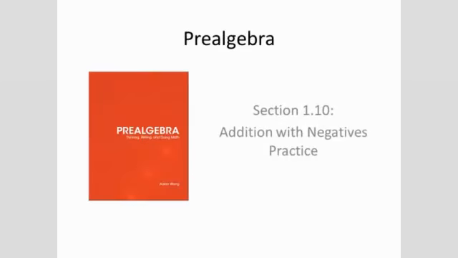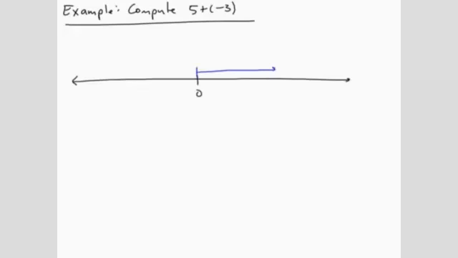Just as with the other arithmetic calculations, we won't want to count out steps on the number line forever. Now the number line serves a vital role in helping us to think about the calculations with negatives. Example, compute 5 plus negative 3. We will draw a schematic diagram of this calculation. We move 5 spaces to the right, and then 3 spaces to the left.